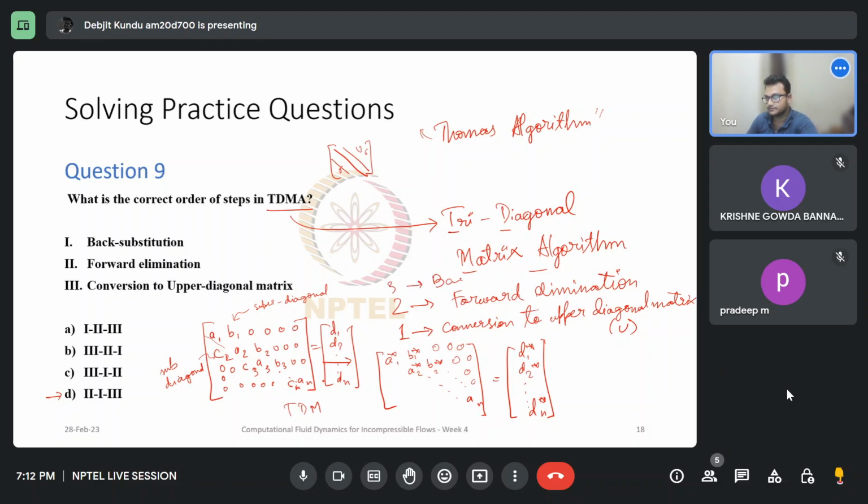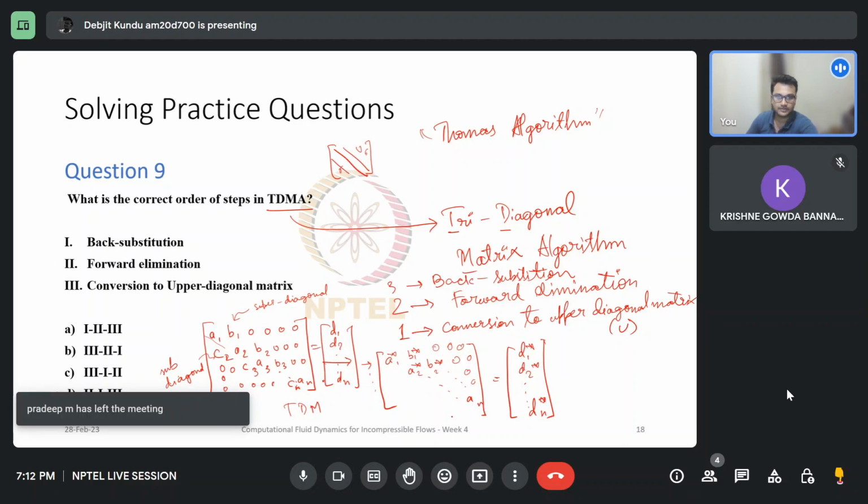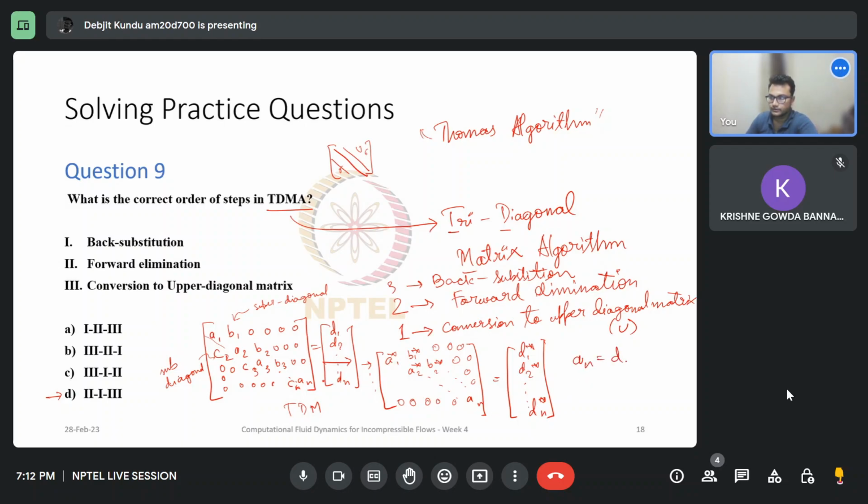What we do here: forward elimination means we are going from the first row to the second, to the third, to the fourth, and so on, to the last one. So this goes on in a forward sense. While in back substitution, we start from the end. In this matrix, if you look at the last row, all elements are zero and we have only an, and this is equal to dn. So we put an equal to dn star, right?